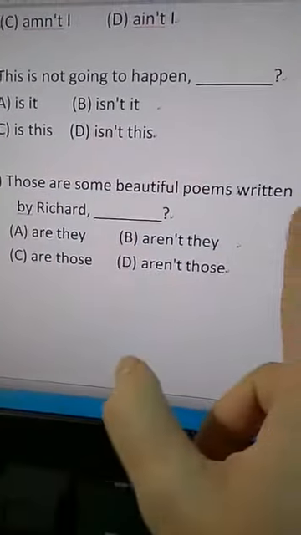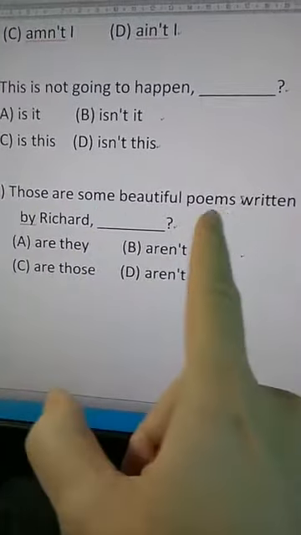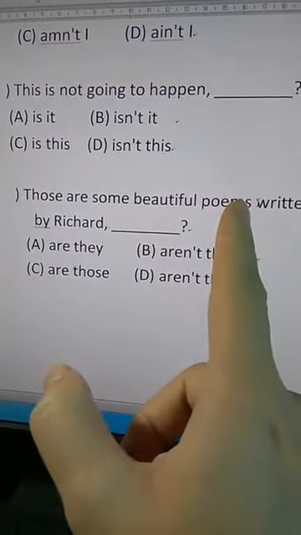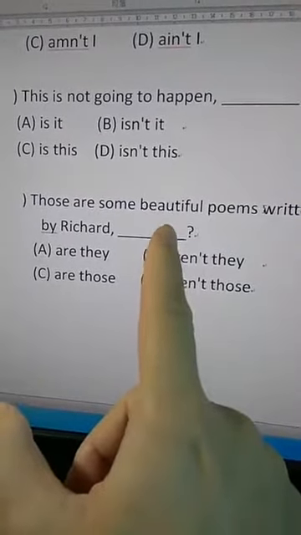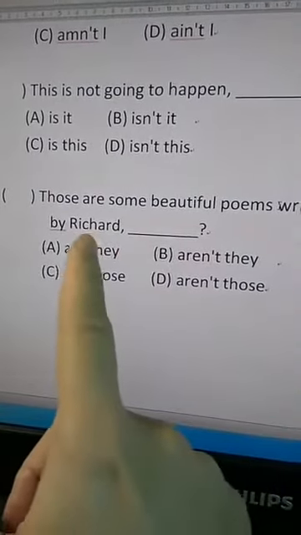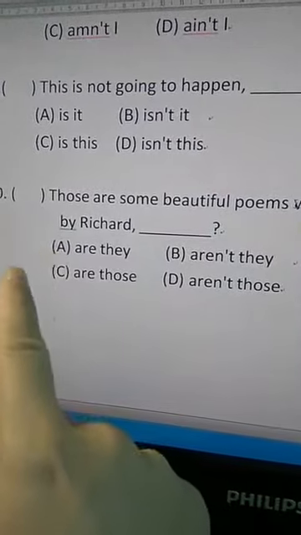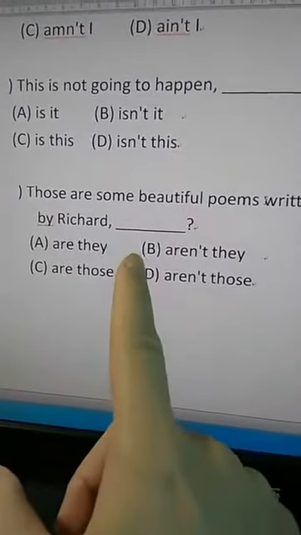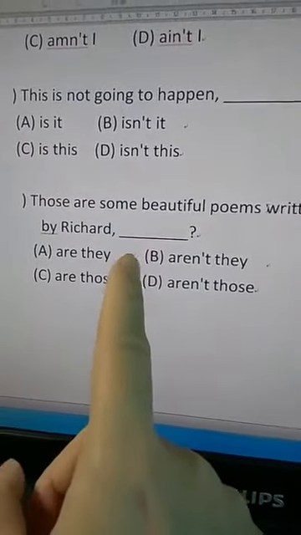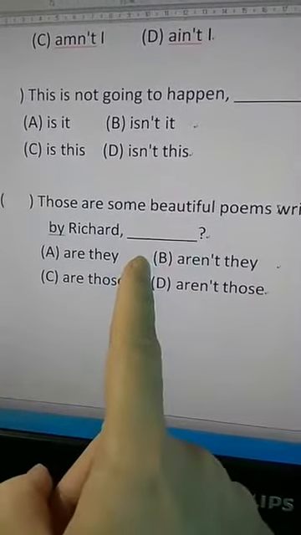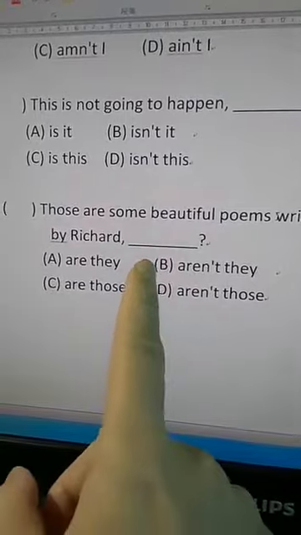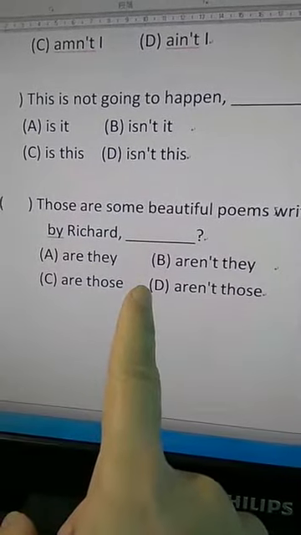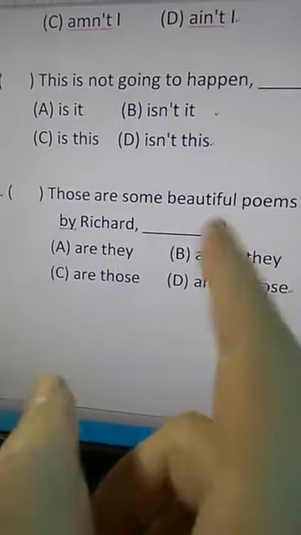Let me make sure the main sentence is a positive or a negative sentence. I cannot see any negative words in this main sentence. So, a positive main sentence, then we use negative tag questions. We cross out A, we cross out C, we only have B or D here. Viewers and watchers, if you haven't left your answers in the comment, please do it now. Leave your answers in the comment, B or D, think about it. Wow, you're so smart. The answer is B.